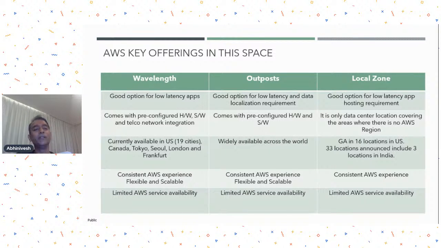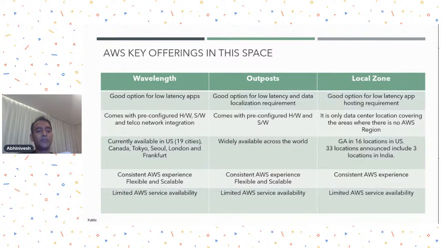Now, what is the difference between wavelength zone and a normal availability zone? Wavelength zones are a very good option for low latency applications, and they are not as big as your normal availability zone. They're not very huge in terms of capacity. They don't support all kinds of AWS services. In AWS, we have hundreds of services, but wavelength zone supports very few, a handful of services.